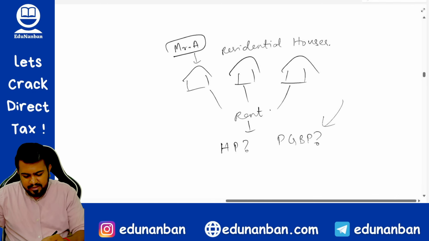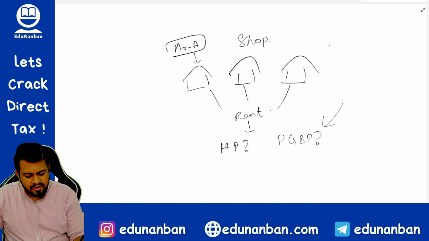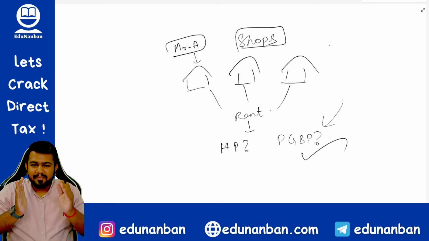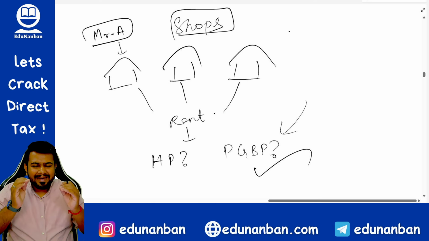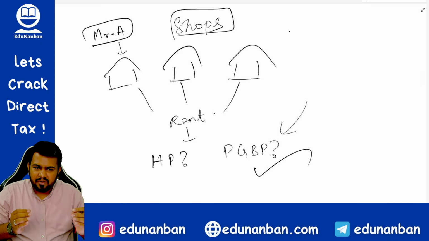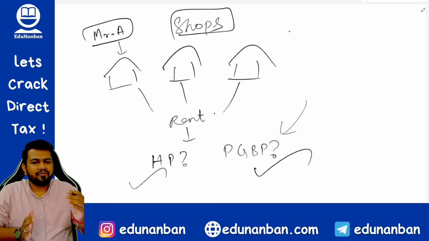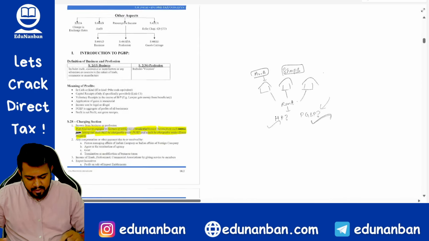Sir, but what if instead of a residential house it is a commercial property? Let's say they are shops. If they are shops, then it will be treated under PGBP only. Let me explain the example once again in brief. There are three properties. Let us assume all three are residential houses. If Mr. A's business is giving these residential houses on rent, then it will be treated under house property only, because of the new amendment. However, if instead of residential houses these three are shops given for rent, then it will come under the PGBP chapter. You get my point?